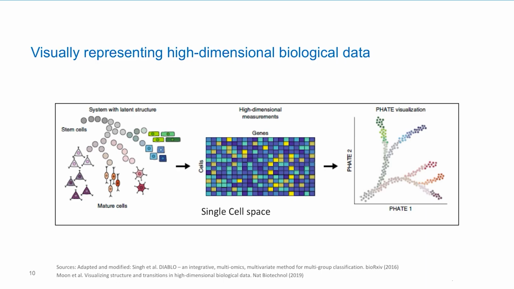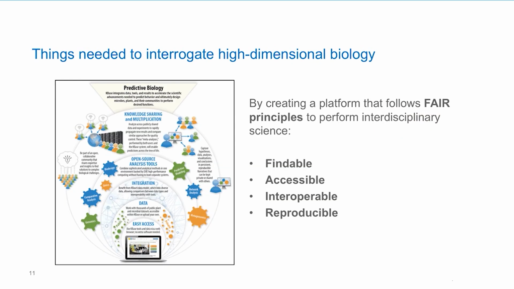Finally, we then visualize this using a state-of-the-art method that guides us and helps us to learn various biological states, lineages, and transitions for any interpretations and inferencing, as you can see in the third image. Hope I could provide a flavor of high-dimensional biological data. Now let us learn things needed to interrogate such data.